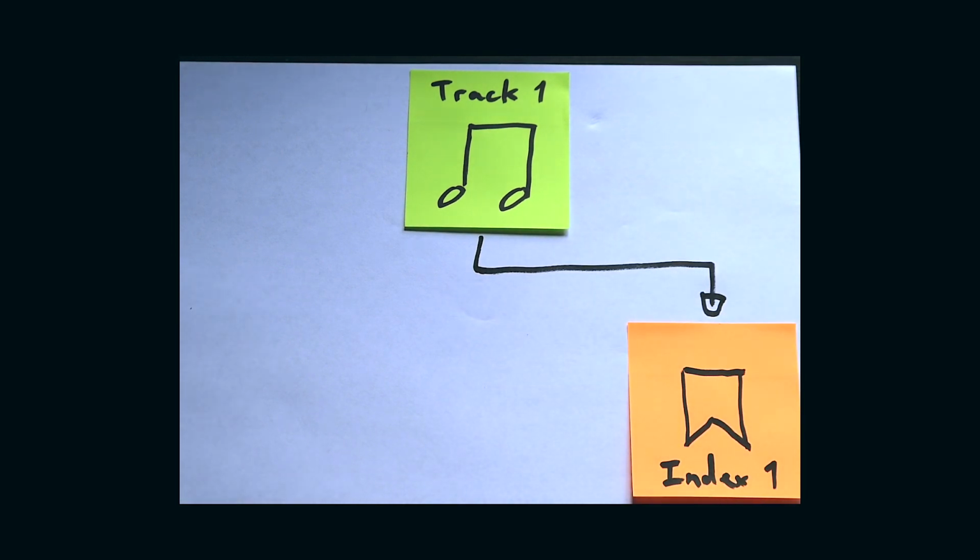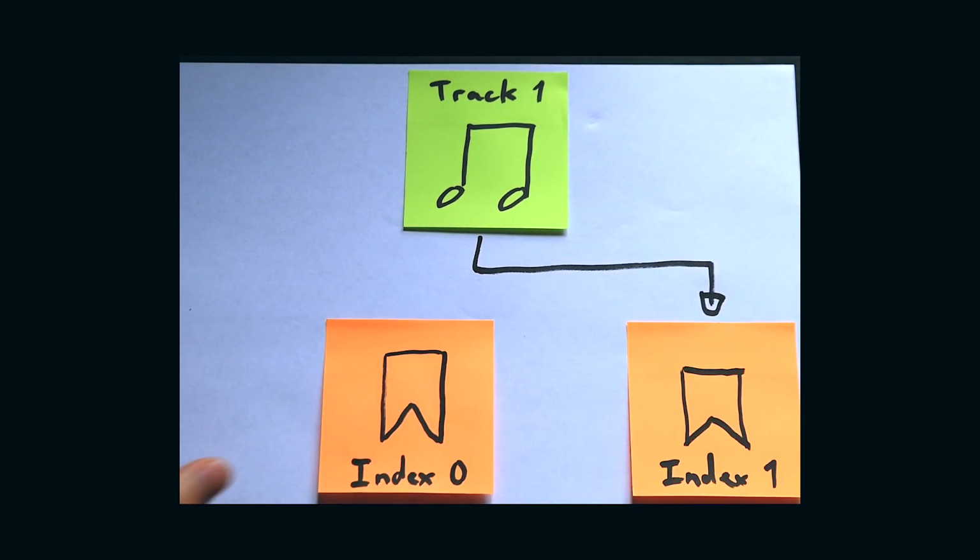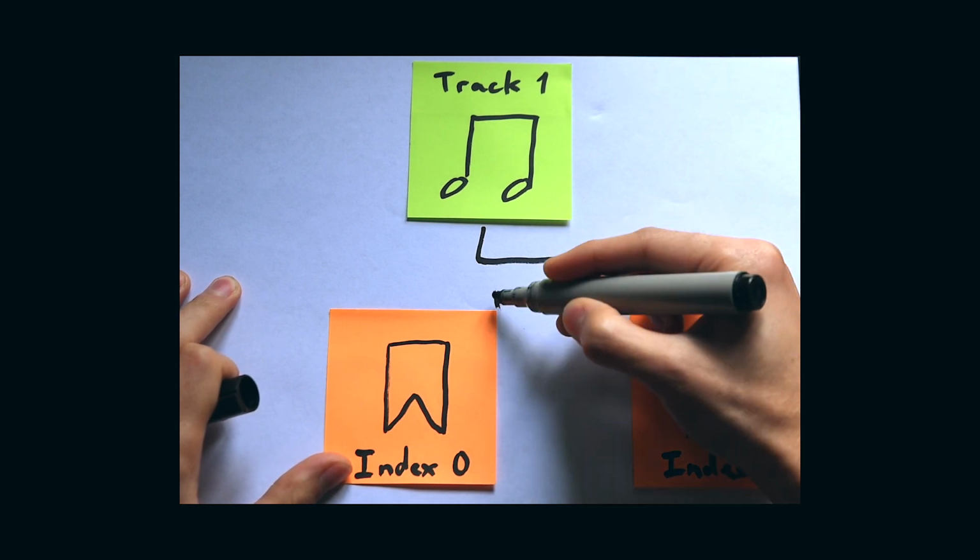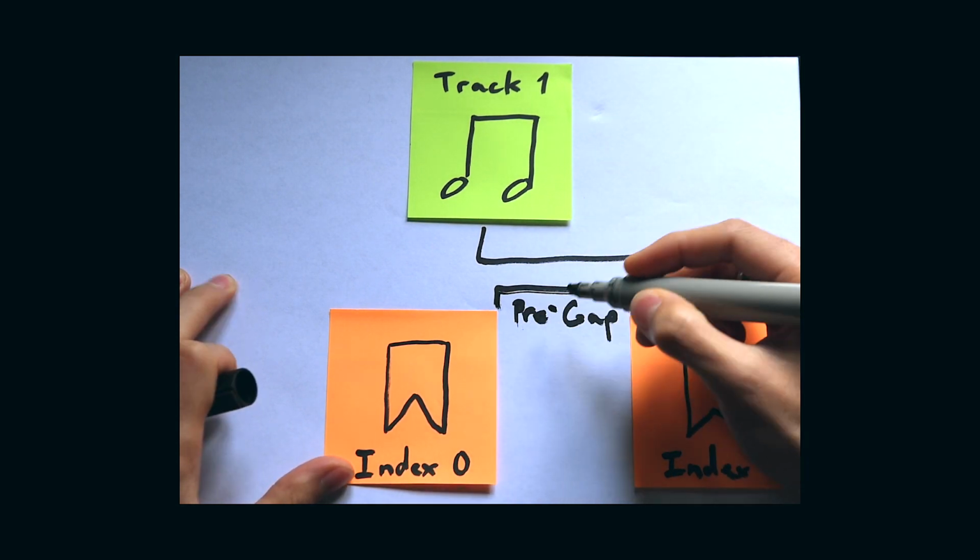But there's an index before that called index 0, and the gap between index 0 and 1 is called the pre-gap. That usually is a couple of seconds. So, for example, when you play a track naturally from the previous track into the next one, it's going to go through index 0 and then 1, and so you're going to hear that pre-gap. These indices are important because you can actually hide some tracks using them.